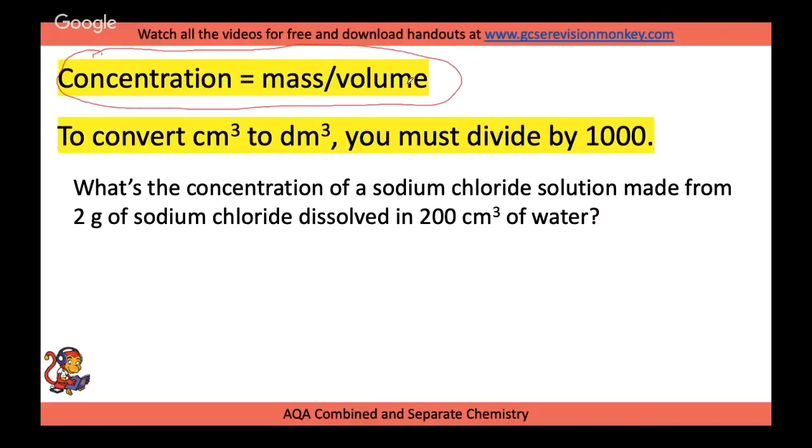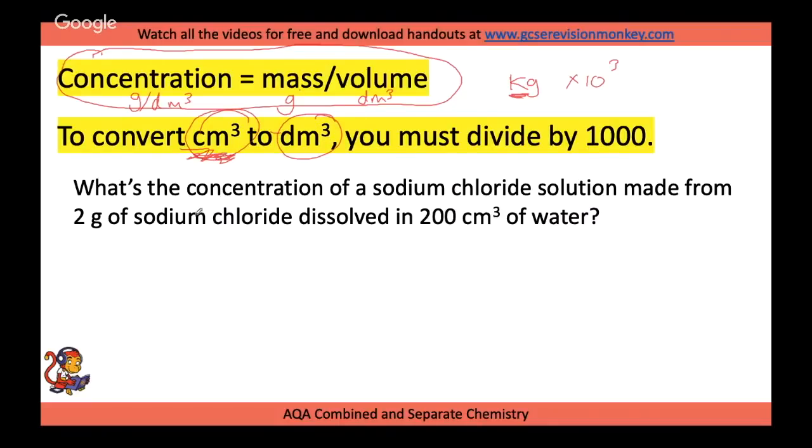Concentration is mass over volume. Now, concentration is measured in grams per decimeters cubed. That means the mass must be in grams and the volume must be in decimeters cubed. What they'll do is sometimes trick you out by giving you the mass in kilograms, in which you need to, because it's kilo, times 10 to the 3, or times by 1,000 to get it into grams. And the volume, they give it to you in centimeters cubed. Get yourself an easy mark. If you see centimeters cubed, divide it by 1,000 to turn it into decimeters cubed.